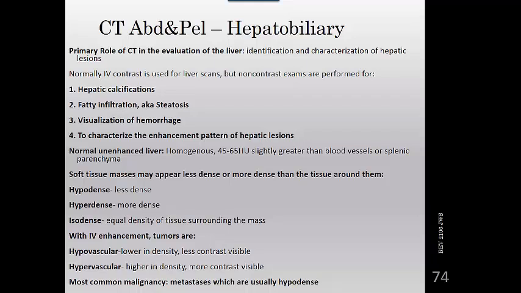The hypodense ones are less dense, the hyperdense are more dense, and the isodense has equal density to the tissue surrounding that mass. Now with IV enhancement, tumors become hypovascular, which means they're lower in density, with less contrast visible, or they're hypervascular, which means they're higher in density, take up more contrast, and are brighter. The most common malignancy in the liver is metastases, which are usually hypodense.